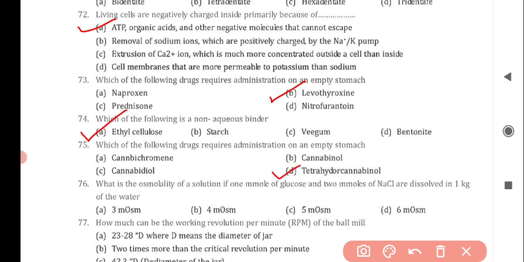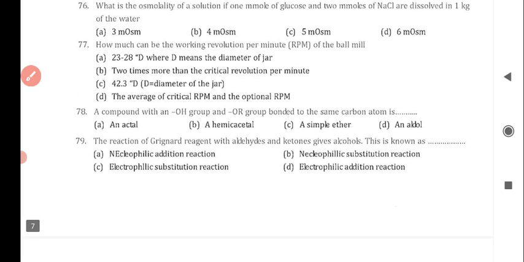Next question is: what is the osmolality of a solution if 1 millimolar of glucose and 2 millimoles of NaCl are dissolved in 1 kg of the water? And the correct answer for this question is option C, 5 mOsm. Next question is: how much can be the working revolution per minute of the ball mill? And the correct answer for this is option A, 23 to 28 inches D, where D means the diameter of jar.